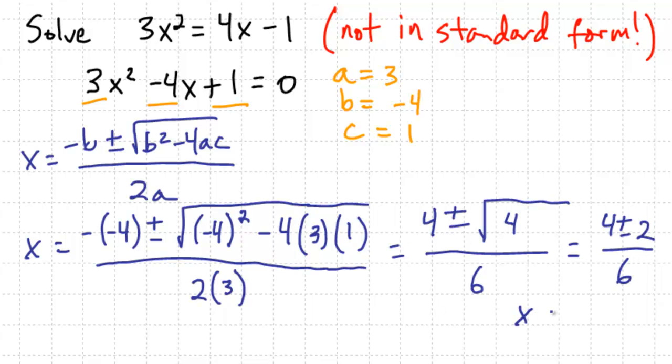Okay, so now, since this isn't an irrational number, I can simplify this a little more and write down the solutions in a form that makes a little bit more sense. 4 plus 2 over 6 is 6 over 6, so one of the solutions is 1. 4 minus 2 over 6 is 2 over 6, so the other solution is 1 over 3. So the two solutions to this quadratic equation are 1 and 1/3.